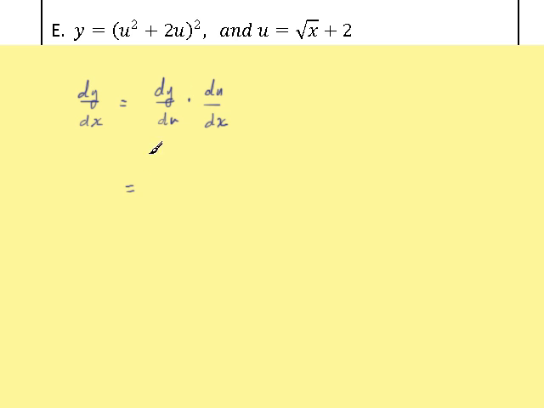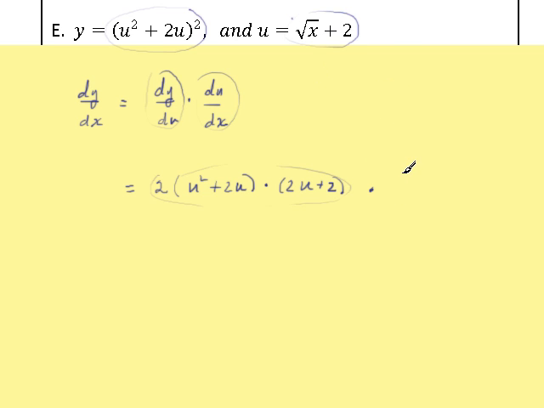Okay, so let's start. So first we're taking the derivative here with respect to u. So let's just bring down, we'll do a little chain rule, bring down the 2 to the 1, multiplied by the derivative of the inside, so that would be 2u plus 2. Okay, so that's our dy/du right here. That's this piece. Times du/dx.